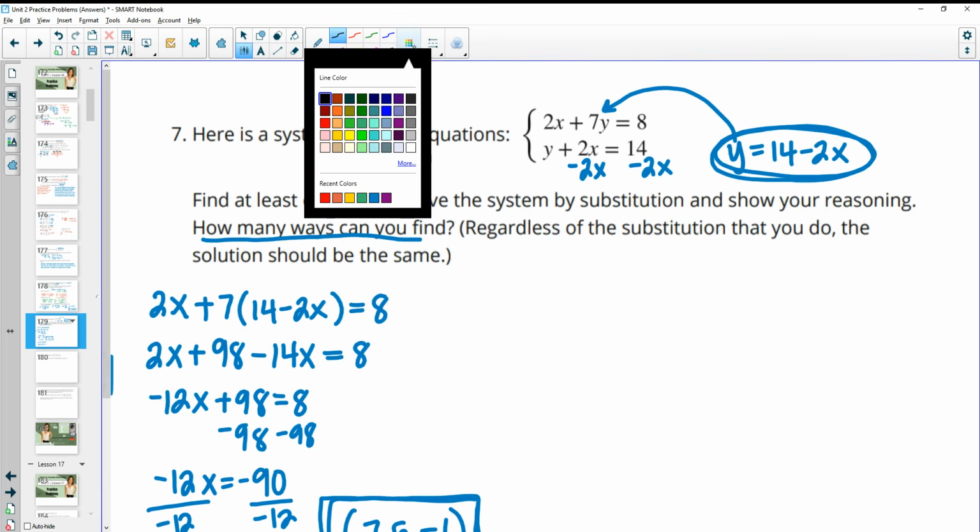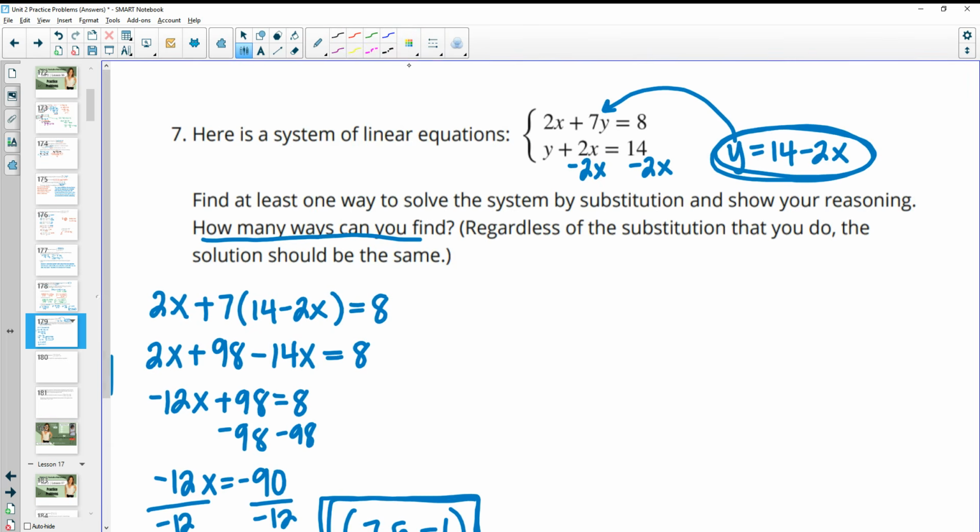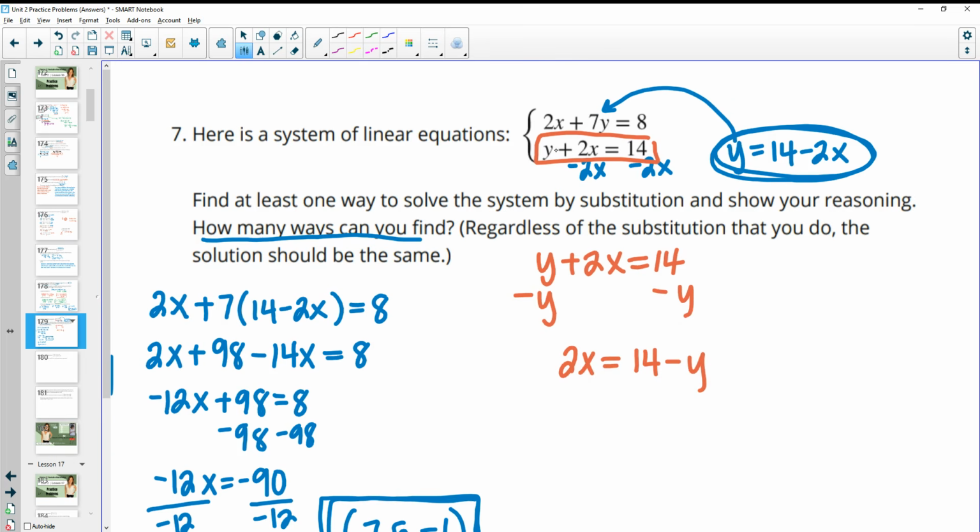I don't think you need to sit and do a bunch of them, but I'm going to show you one other way that I see to do this. So we could take this equation and solve it for 2x instead. So we could get 2x equals 14 minus y. And the reason we could do that is we see a 2x in this equation. So we could plug this whole thing in for the 2x. So where we see 2x, we would put 14 minus y. Then we see the plus 7y equals 8. So I just replaced it into this part.